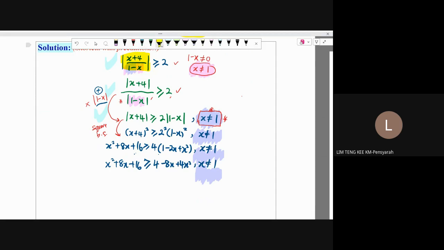Now, let us try to simplify the quadratic inequalities. Refer to the square term. Refer to the x term. Refer to the constant. And I would like to group everything to the left. I find that I have the result of -3x squared + 16x + 12 greater than or equal to 0. And once again, the condition: x shall not equal 1.